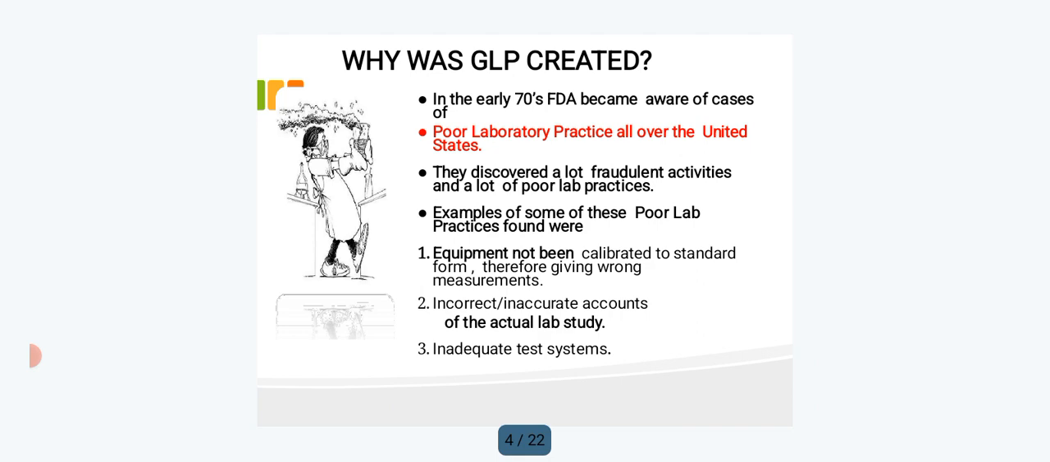Why was GLP created? Because of poor laboratory practice all over the United States. For example, poor lab practice was found where equipment was not calibrated to standard form, therefore giving wrong measurements, incorrect or inadequate accounts of the actual lab study, and inadequate test systems.